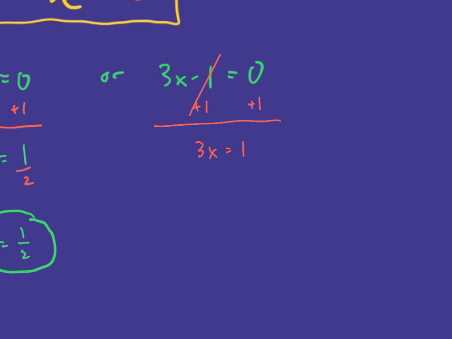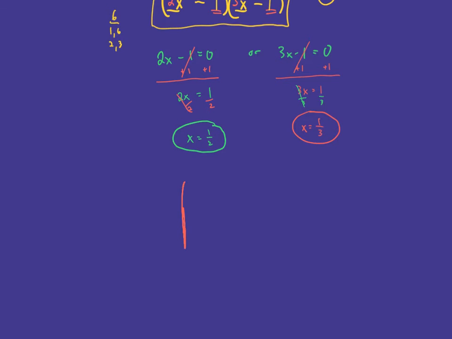3x equals 1. Divide by 3. X equals 1/3. So again, you'll have a separate box for that, step 2. And you'll put in 1/2, comma, 1/3.